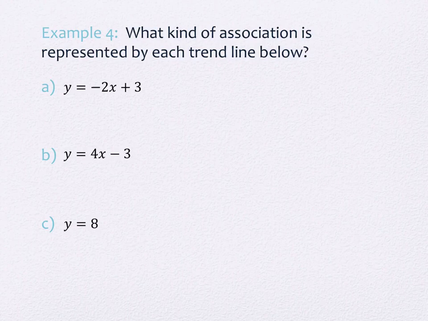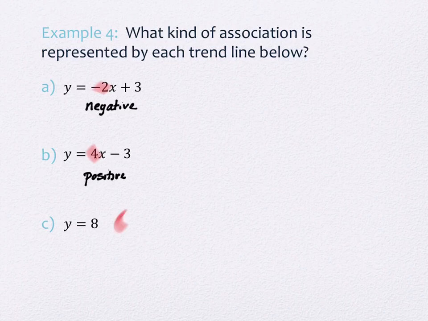Okay, what do we get on the first one? Negative. I agree with you. It is negative. What we're looking at is the slope, and the slope here is a -2. How about the next one? Positive. Also agree with you. It is a positive association because my slope is 4. What do we get on C? It's 0. So the slope is 0.